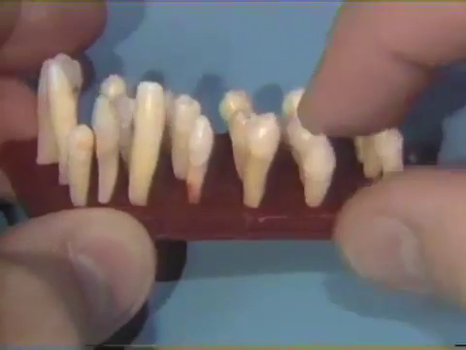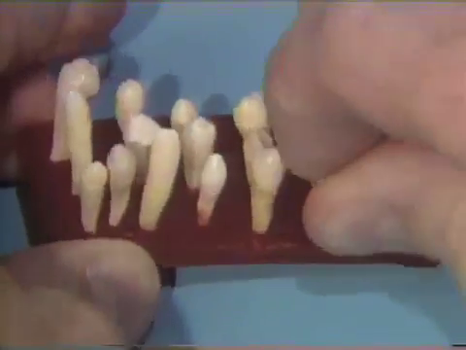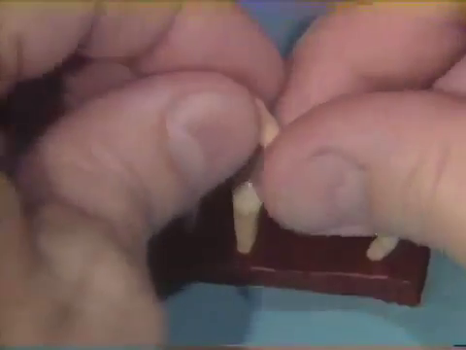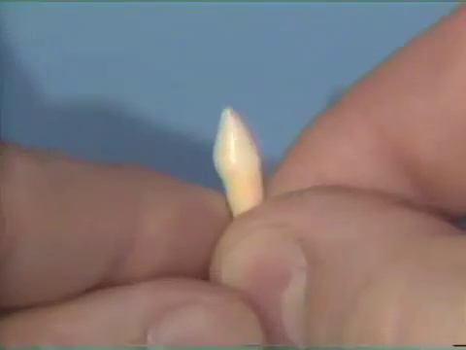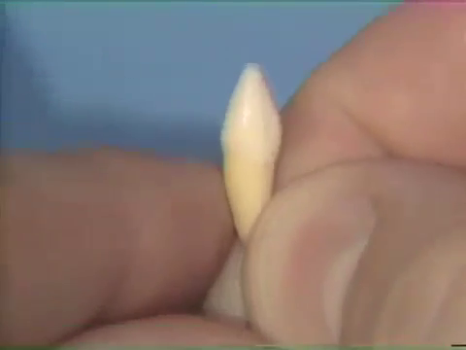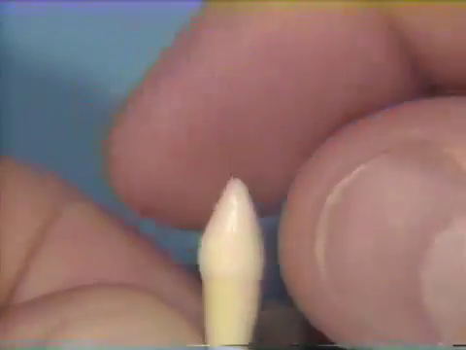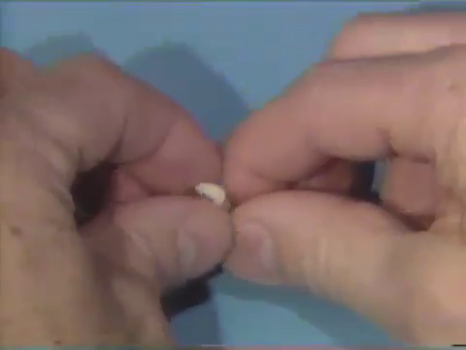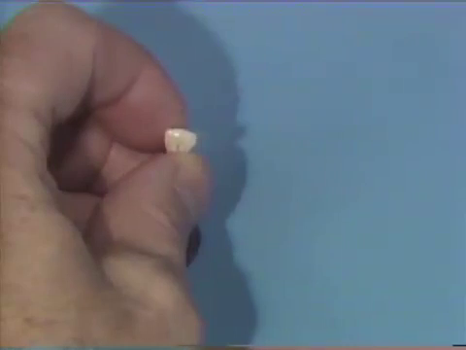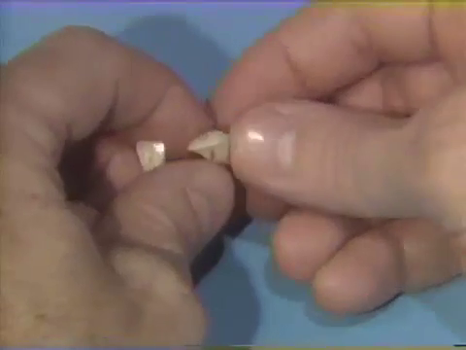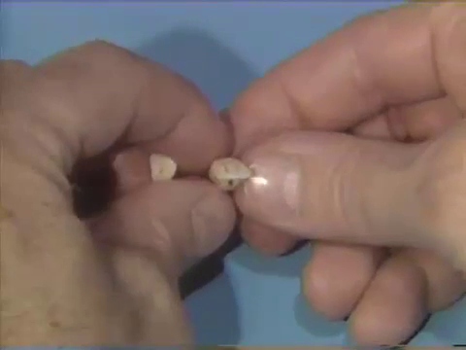But these are commonly missing also, and sometimes when they do form, they form into what are called peg laterals. This is a very typical peg lateral, a conical-shaped tooth which just doesn't have much form at all. One other thing I should point out with our central before I leave it here, and that is the incisal view of it.